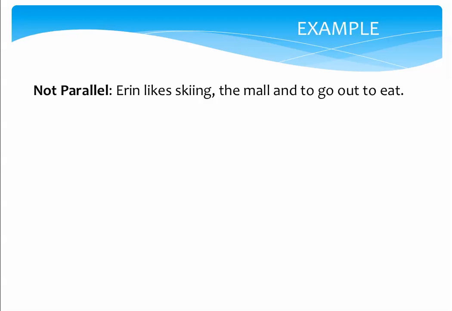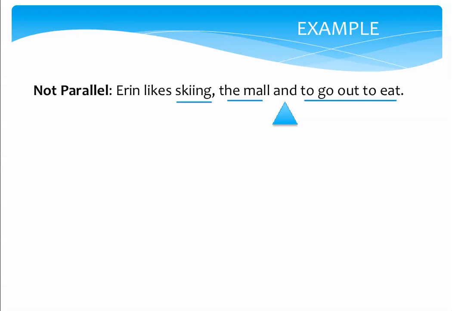In order to figure out the parallel structure of a sentence, I recommend looking for the conjunction, the word that is joining the items that need to be in the same form. In this sentence, it's and. We want to make sure that the items being joined are in the same structure, that in other words, they balance on the teeter-totter created by this conjunction. So the words being joined in this sentence are skiing, the mall, and to go out to eat. Without knowing anything else about the structure of this sentence, you should be able to look at these three groups and tell that they're not in parallel structure.